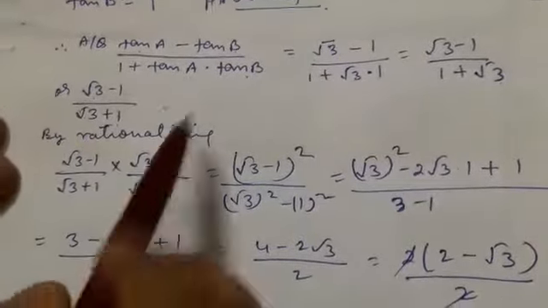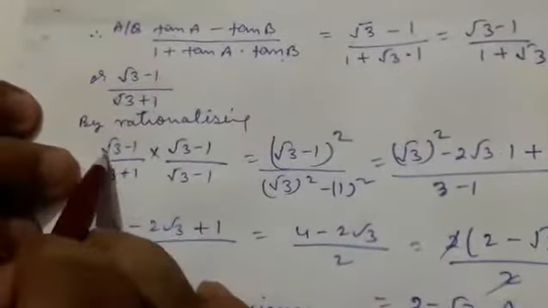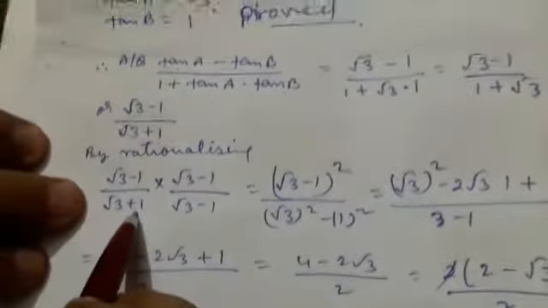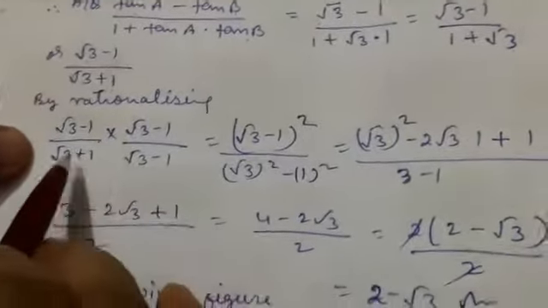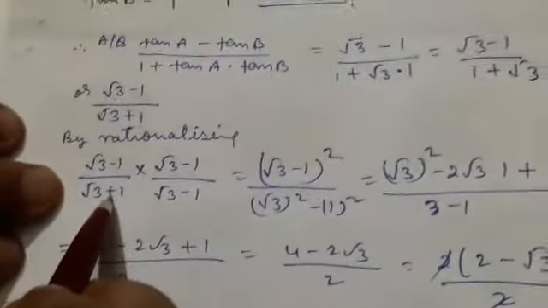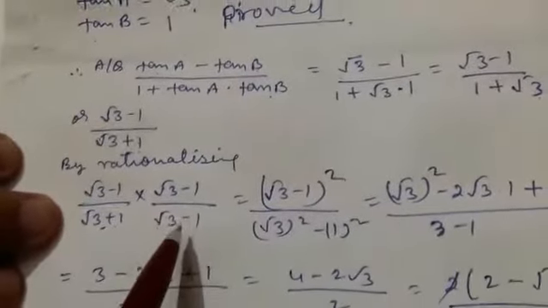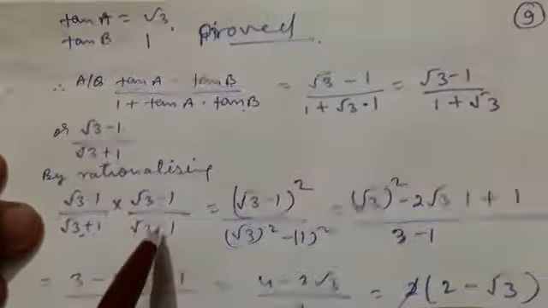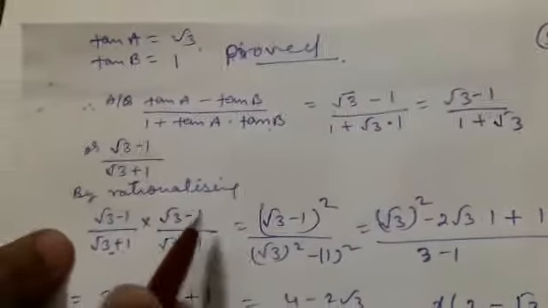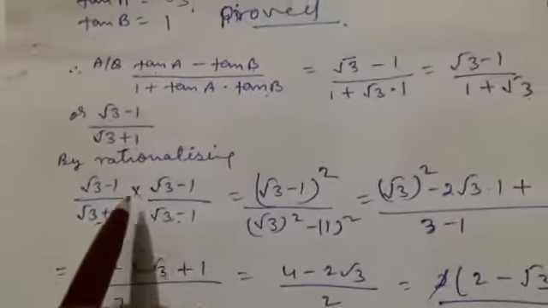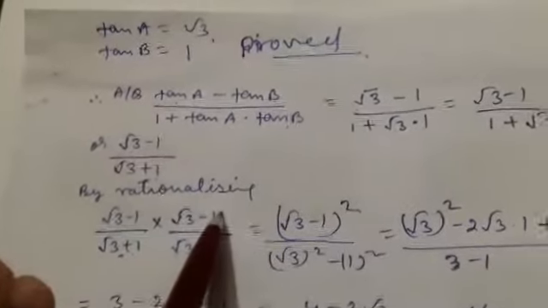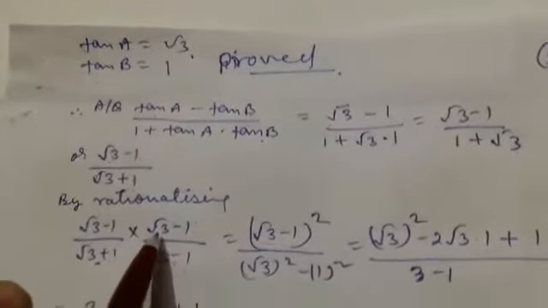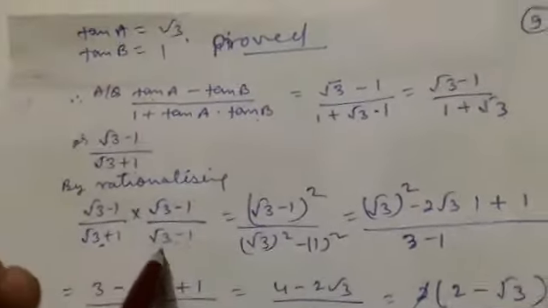By rationalizing, how will we rationalize root 3 minus 1 upon root 3 plus 1? We have to multiply both numerator and denominator by the opposite sign. If it is plus, then we multiply by minus. If it is minus, then we multiply by plus. In this way we can rationalize the number. But here it is given plus, so we multiply by the negative sign, meaning root 3 minus 1 upon root 3 minus 1.